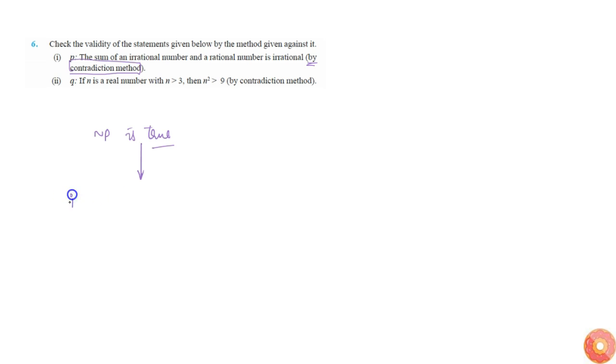So for the first one, this is the contradiction method. I'll assume negation P is true. That is, I'll assume the sum of an irrational number and a rational number is not irrational. That means it's rational. So let's say there is some rational number A. This is rational. Let's say B is irrational.